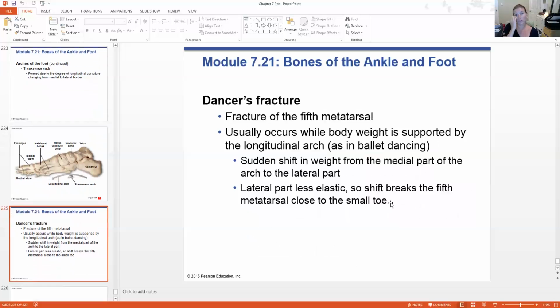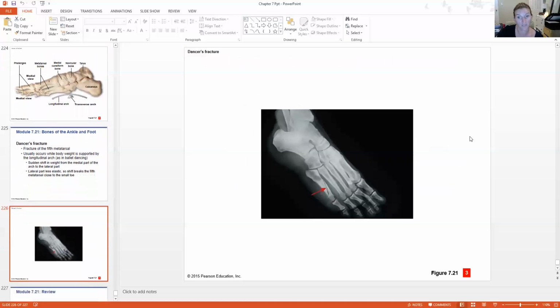Dancer's fracture is usually a fracture in that 5th metatarsal because the body weight is being supported by that longitudinal arch in that ballet type dancing. A sudden shift in the weight can cause that to happen. That lateral part is less elastic, so it typically breaks that 5th metatarsal, very close to the small toe. Very painful, very slow healing, unfortunately.